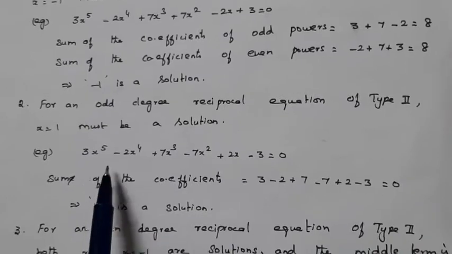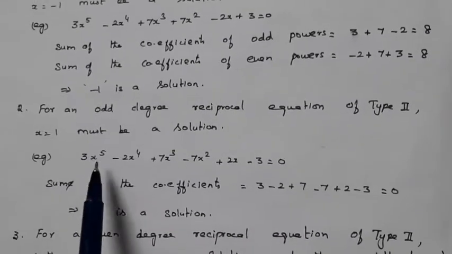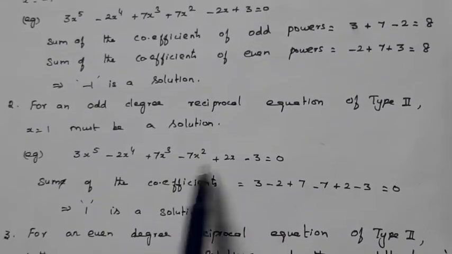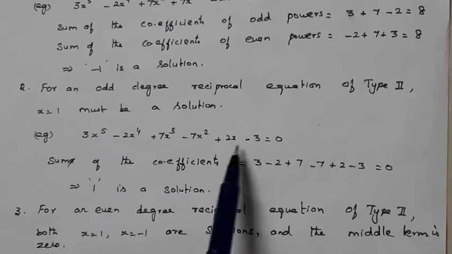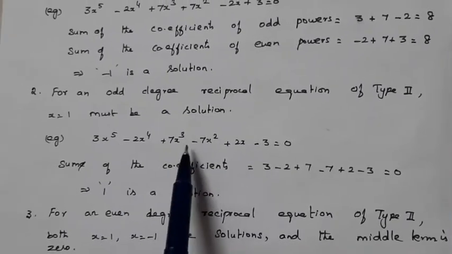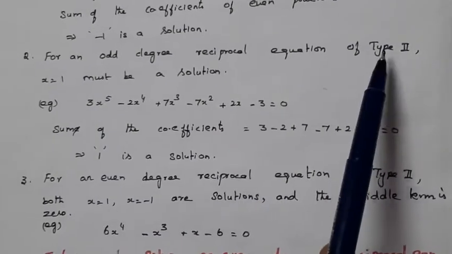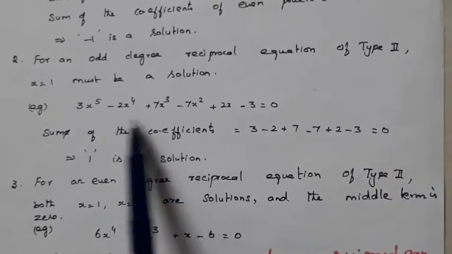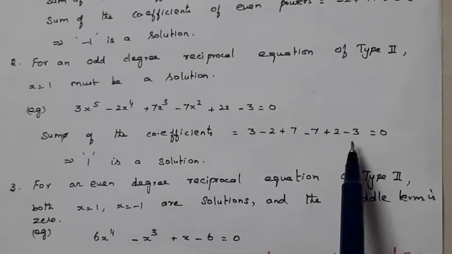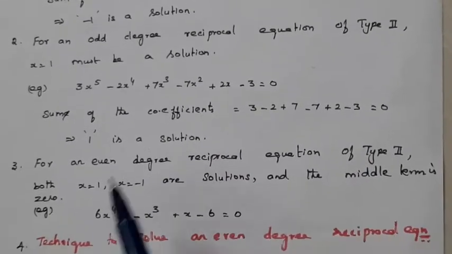So, then only an even number of terms will be there, which means that only then, if you add them, the sum will be equal to 0. If you have an odd number of terms, then one term will be left out. Okay. So, that is why it has been given as odd degree of type 2. It will be the sum of the coefficients, and as the sum of the coefficients will be 0, x is equal to 1 will be a solution.